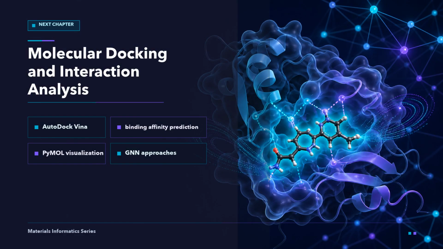In the next chapter, we'll dive into molecular docking and interaction analysis. You'll learn to use AutoDock Vina for predicting how small molecules bind to proteins, visualize binding sites with PyMOL, and apply graph neural networks for binding affinity prediction. Get ready to explore the 3D world of protein-ligand interactions.